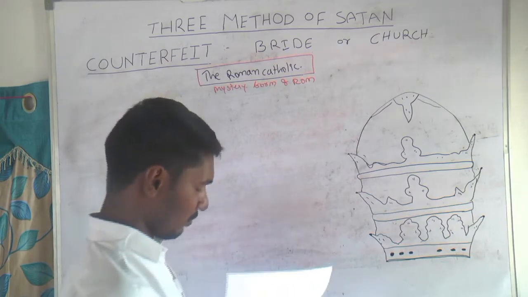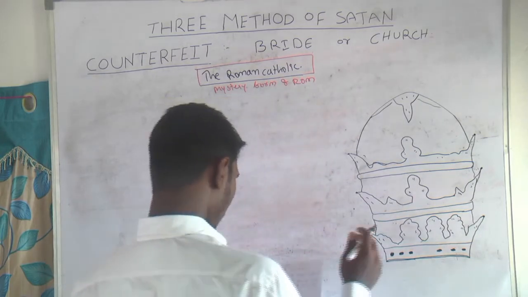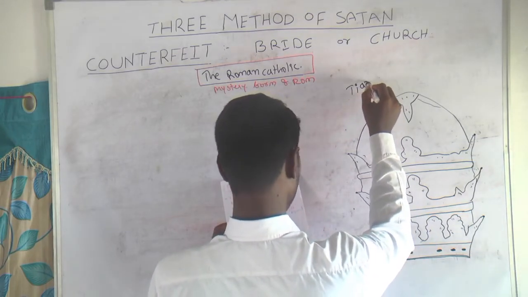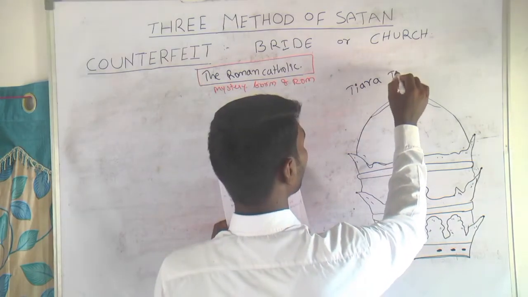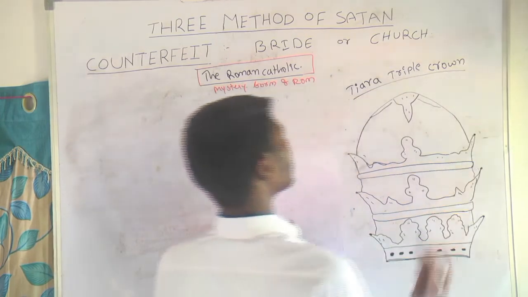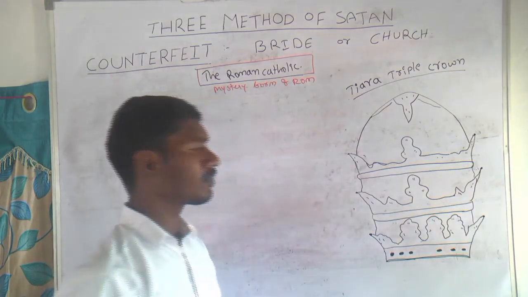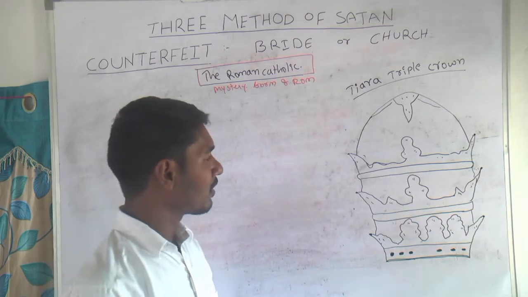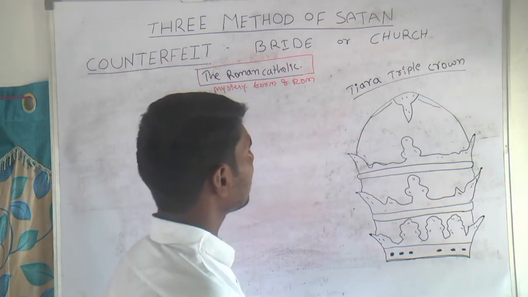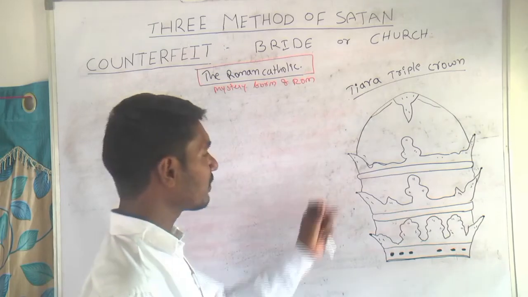Here I draw one crown, the Tiara, the Triple Crown. Especially on the Pope's head, only this crown is worn by the popes in Vatican City. On that crown one name is mentioned.